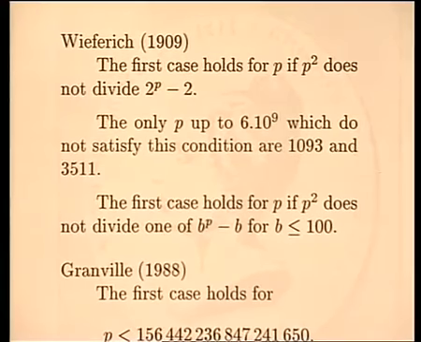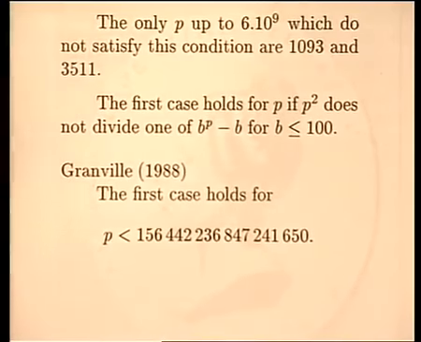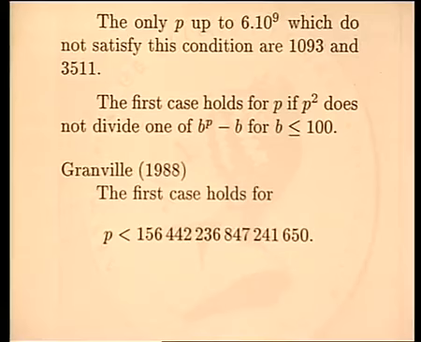The Wieferich condition was later extended by van Diver in particular to show that the first case holds for exponent p if p squared does not divide one of the numbers b to the p minus b for b less than 100, and Granville in 1988 was thereby able to show that the first case holds for all p less than 156,442 million.